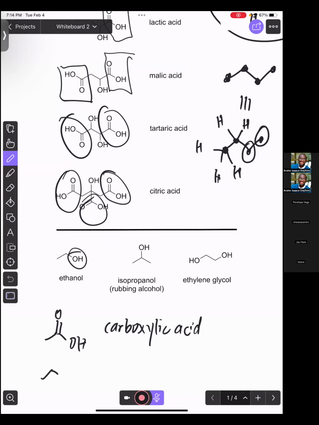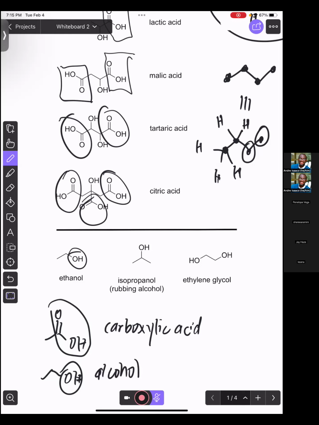Meanwhile, an alcohol has just an OH. It does not have, right, the C double bonded to O in it. An alcohol doesn't have the C double bonded to O next to the OH. And that's a very big difference, right? That's what makes it an alcohol versus our carboxylic acid.